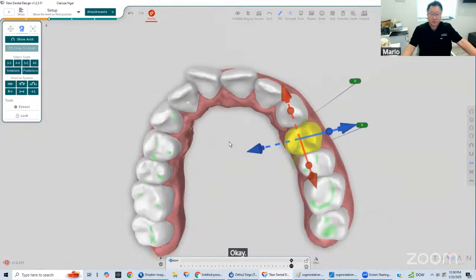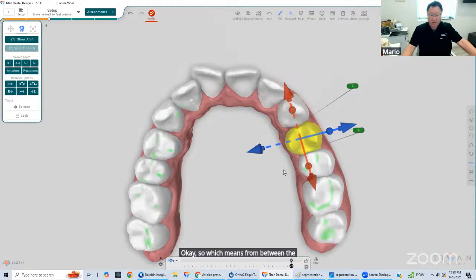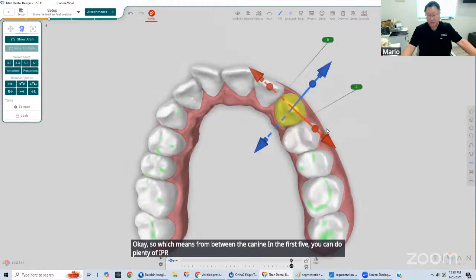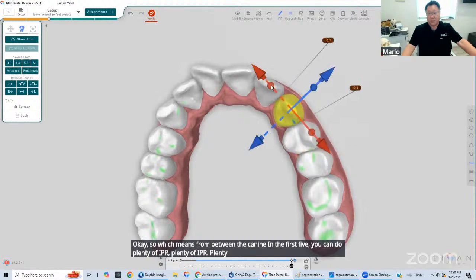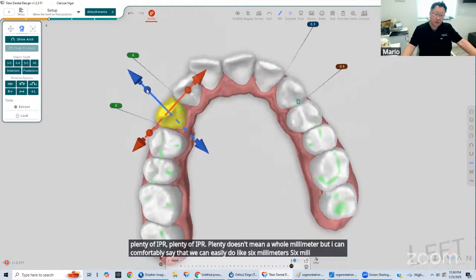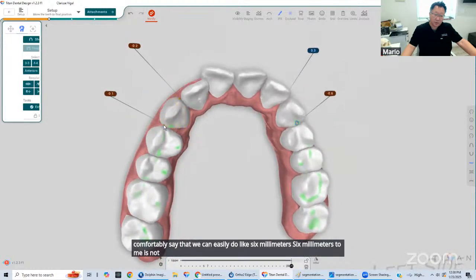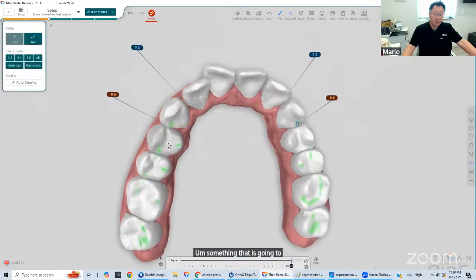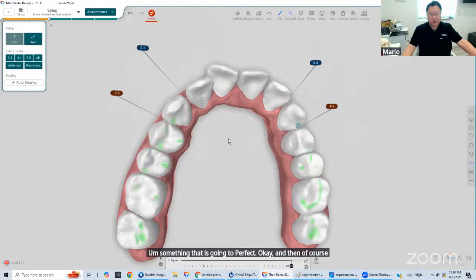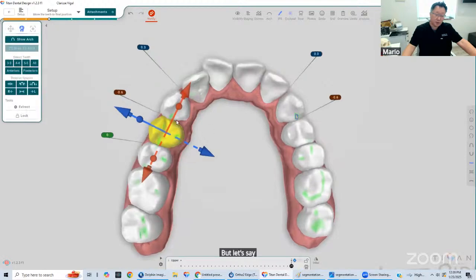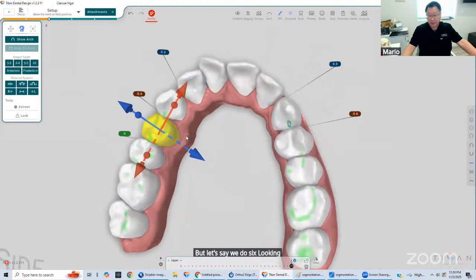Which means between the canine and the first bicuspid, you can do plenty of IPR. Plenty doesn't mean a whole millimeter, but I can comfortably say that we can easily do like 6 millimeters. 6 millimeters to me is not something that is going to hurt. And then of course, if you want, you can strip or IPR between these two as needed. But let's say we do 6 here.